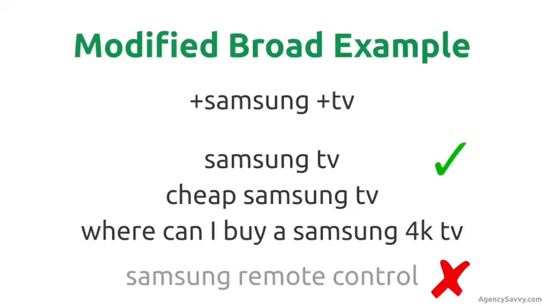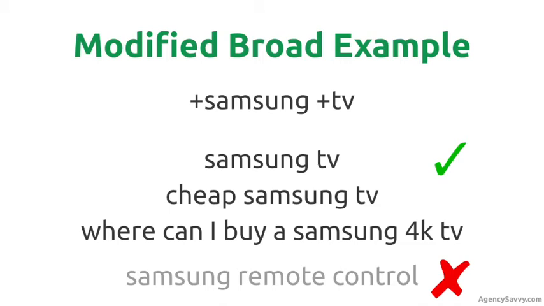All right, let's just have a couple of examples here for modified broad. So if the keyword is plus Samsung, so no space in between the plus and the S, plus Samsung, space, plus TV, what that now tells Google is these two words must be in the search query. They can be in any order because it's not a phrase match. They can be in any order, but they must be in there somewhere. And this gives you that little bit more control, like I said. You're not going to show for something like Samsung remote control now because the word TV is not in that search term. But something like where can I buy a Samsung 4K TV? Samsung and TV, they're in there. So, yep, you can absolutely show for that.